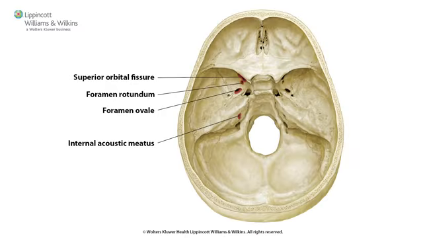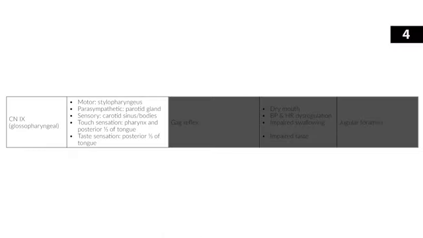The glossopharyngeal nerve exits the skull through the jugular foramen, along with cranial nerve 10 and cranial nerve 11. Cranial nerve 9 is one that has a ton of different functions. It provides motor innervation to the stylopharyngeus muscle. It provides parasympathetic innervation to the parotid gland to make saliva. It sends branches to the carotid sinus to measure the blood pressure, and also branches to the carotid bodies to measure blood chemistry. It also provides sensory innervation to the pharynx and to the back of the tongue, and taste sensation to the posterior third of the tongue.